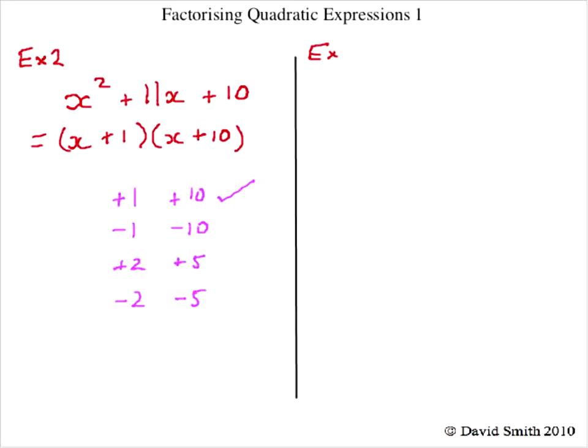Example 3. X squared minus 6x plus 8. Set up the brackets with an x in each bracket. Now we want two numbers that multiply together to give plus 8 and add together to give minus 6.